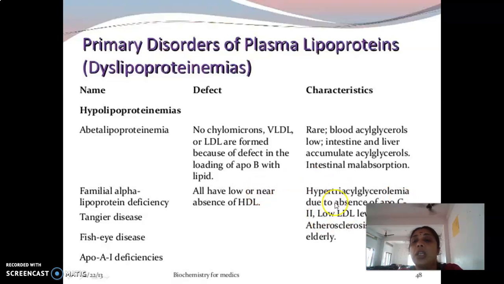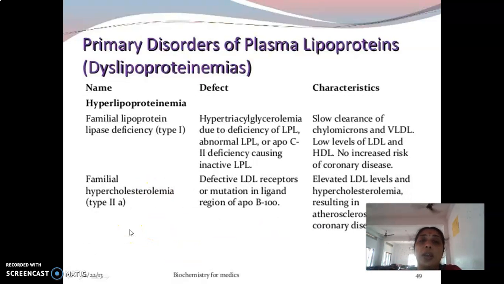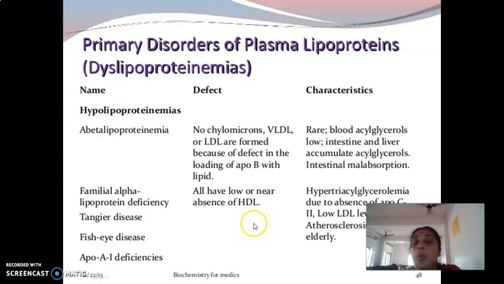So hypertriglyceridemia due to the absence of ApoC2, low levels of LDL, atherosclerosis can be affecting, right? Then there is Tangier's disease, fish eye disease, ApoA1 deficiency, etc. So these are the hypolipoproteinemias in which the lipoproteins are found in reduced quantities, right? Tangier's disease, fish eye disease, ApoA1 deficiency, all these are deficiency disorders, defects. That is reduced quantities, reduced synthesis.